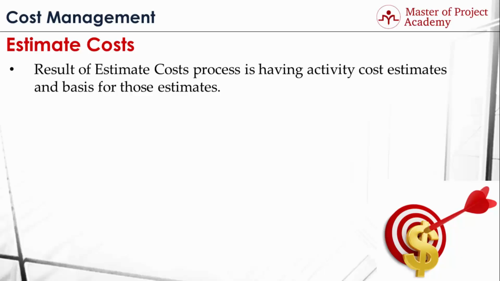Result of estimate cost process is having activity cost estimates and basis for those estimates. So the main result, main output of the estimate cost process is you will have the costs associated for each specific activity. And with these cost estimates of each activity, when they are rolled up, you will reach the total cost of the project respectively.